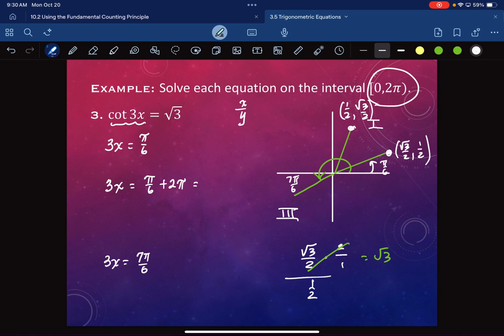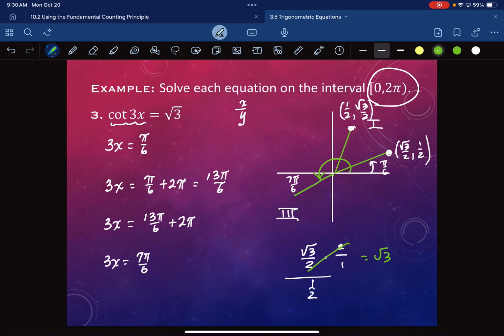What is pi over 6 plus 2 pi? Grab a calculator if you need to. What is that going to give you? 13 pi over 6. You got it. But I have to do that twice. So I've left a little bit of space on purpose. I have that 13 pi over 6, and I'm going to add another 2 pi to it because I have to go around 3 times because it says 3x.